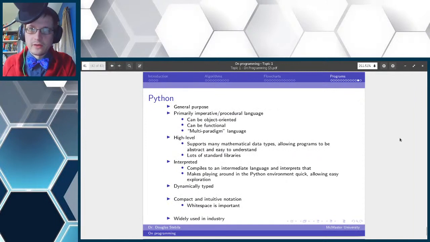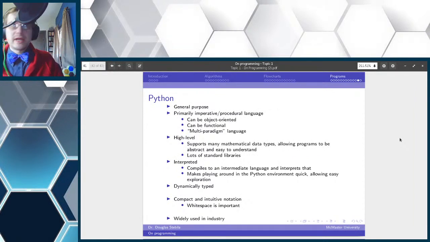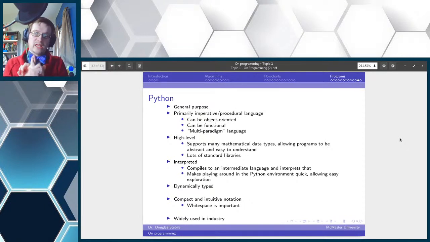So Python, then. Why Python? Why are we learning Python? It's a general-purpose programming language, so pretty much anything that you want to do in programming can be done in Python. Again, it's just a matter of how difficult it is in Python relative to some other language.